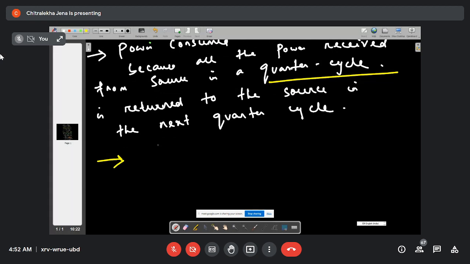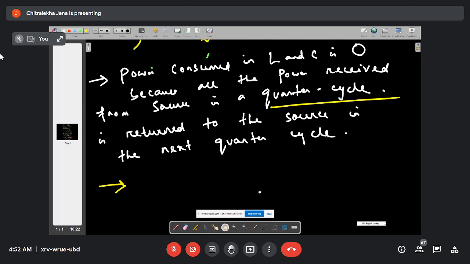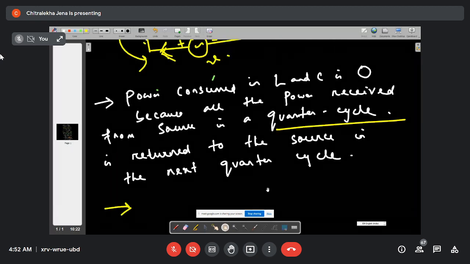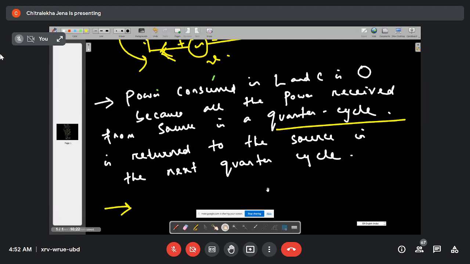This point is clear to all of you, very clear? Okay, very good. So why is it 0? Because in one quarter cycle the power is positive, and in the next quarter cycle the power is negative, so the power is 0. And why positive and negative? Because in one quarter cycle the power is flowing from source to load, and in the next quarter cycle the power is returning back from load to the source.